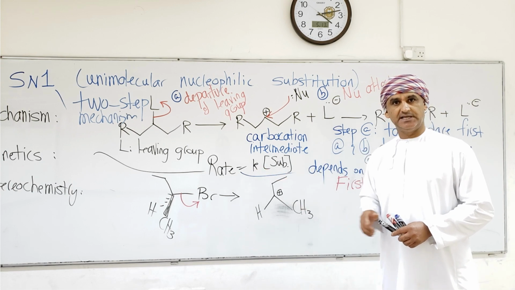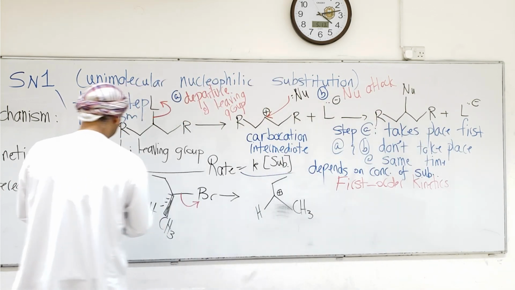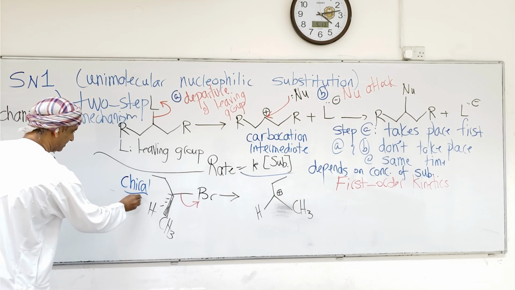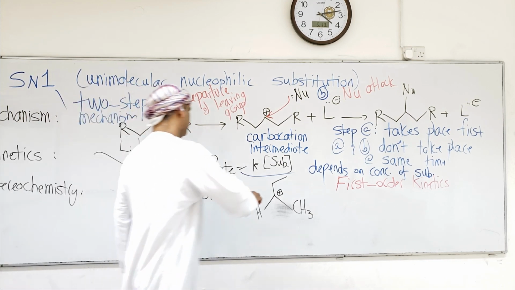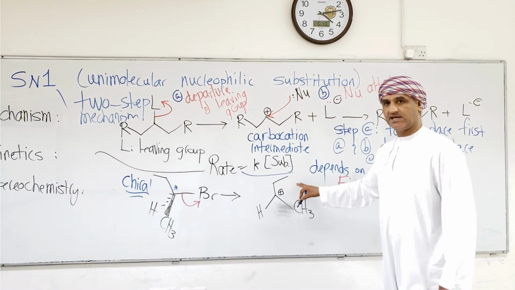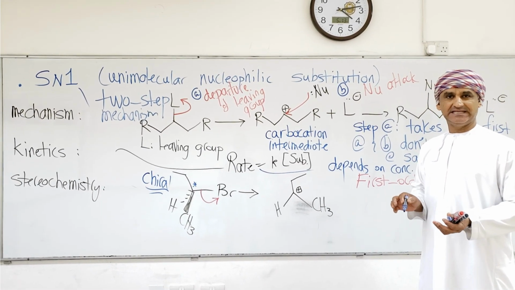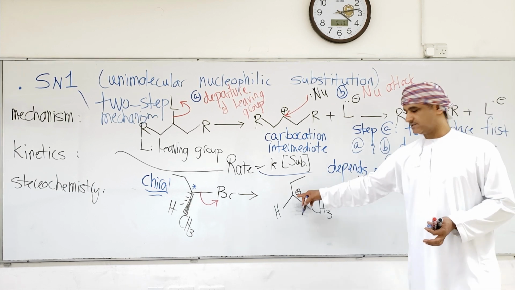the substrate is chiral. So this reacting substrate is chiral. This is the chiral center, of course, whereas the carbocation intermediate is not chiral. So what happens to chirality? Chirality is actually lost here. Why is this not chiral?